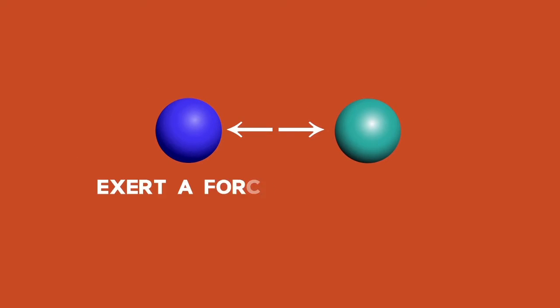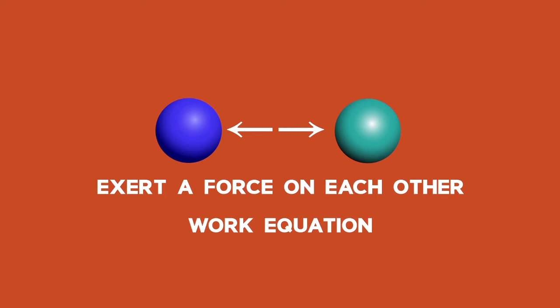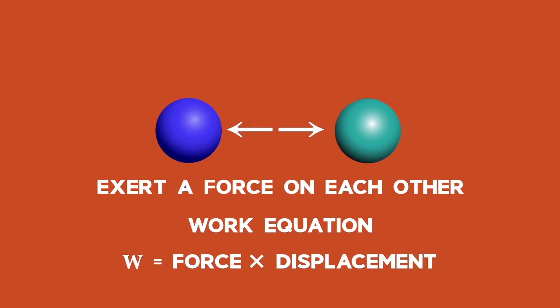Now, when objects touch or separate, they exert a force on each other. There is also movement involved, so that generally means that work is being done. Work, if you remember correctly, is calculated by using the product of force and the displacement of movement.